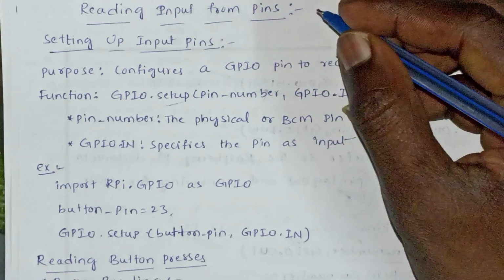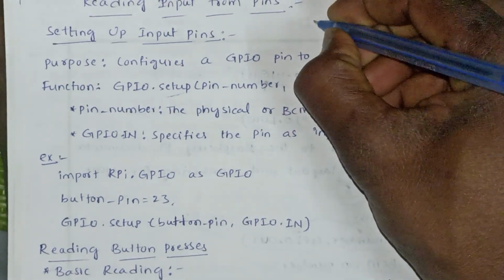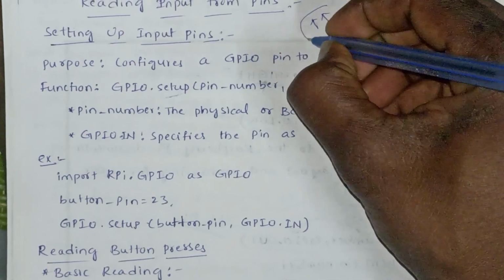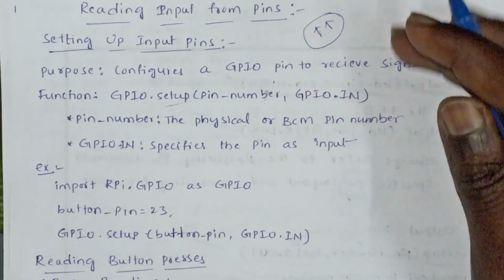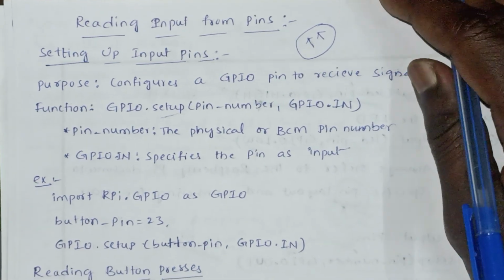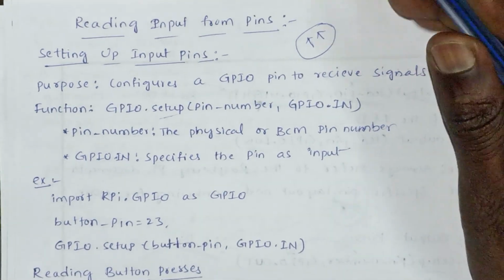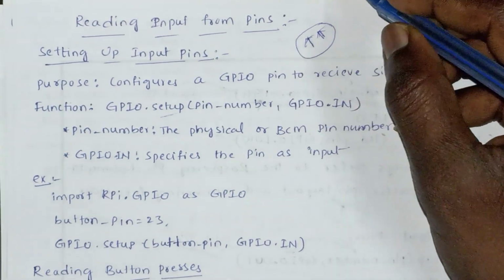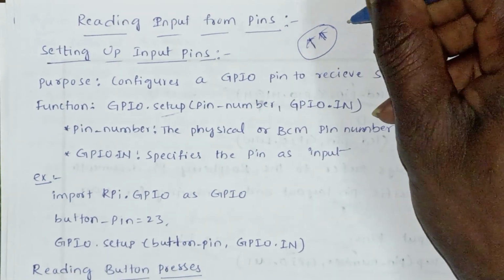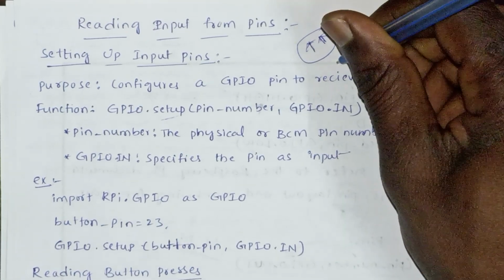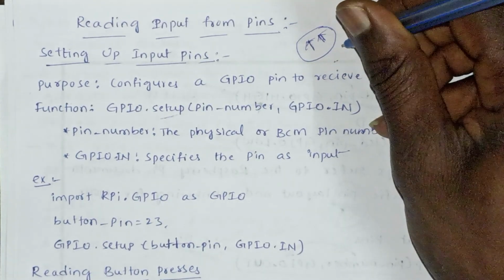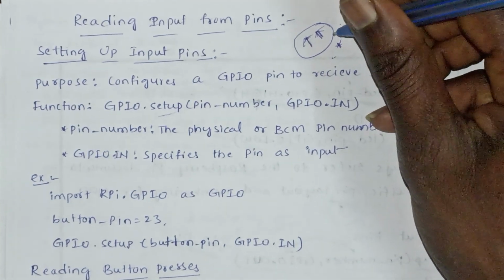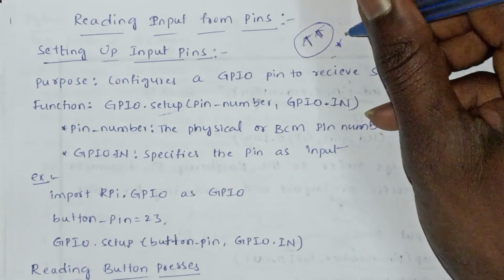Whatever values we give to the Raspberry Pi for some calculations, we give as inputs by using pins only, right? So that is nothing but reading input from pins. It is going to read some pins by using the Raspberry Pi. Inputs from pins: we add some pin to the Raspberry Pi, which means it is going to take some value. If you are not adding the pin to the Raspberry Pi, then it is not taking the value, right?